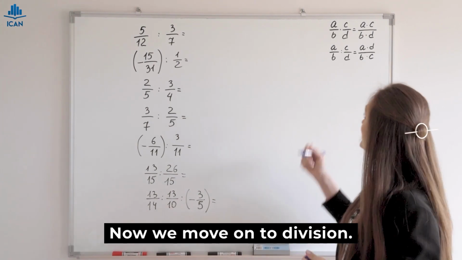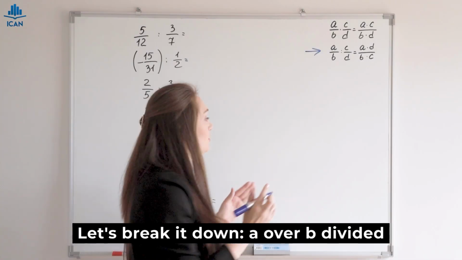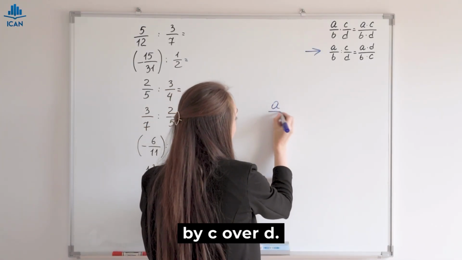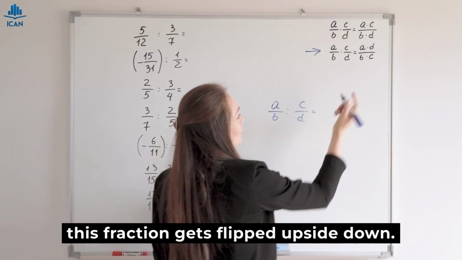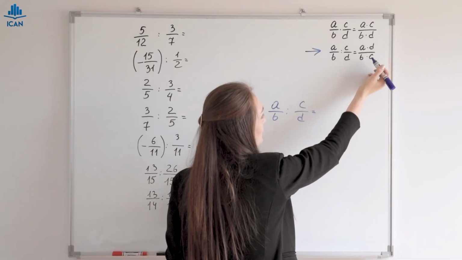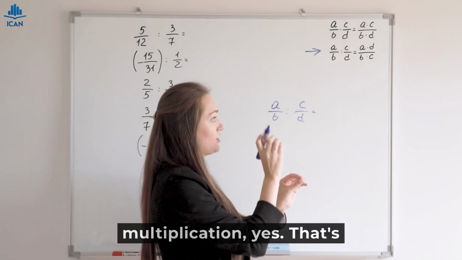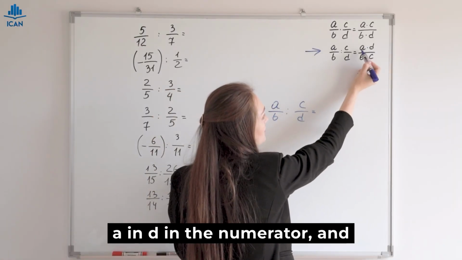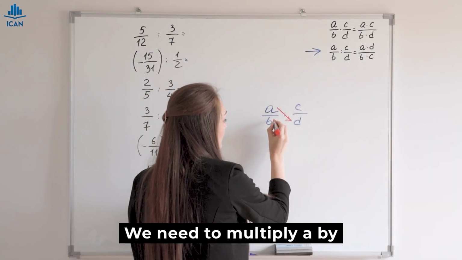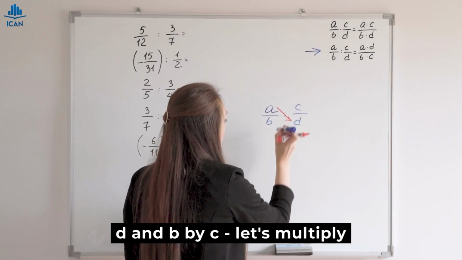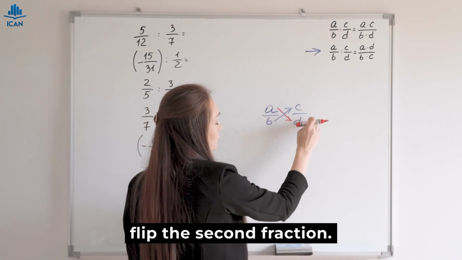Now we move on to division. This is the formula for dividing two regular fractions. Let's break it down. A over b divided by c over d. You see, this fraction gets flipped upside down. So the numerator goes to the denominator and vice versa. And there's also multiplication, yes. That's a and d in the numerator and b and c in the denominator. We need to multiply a by d and b by c. We just flipped the second fraction.